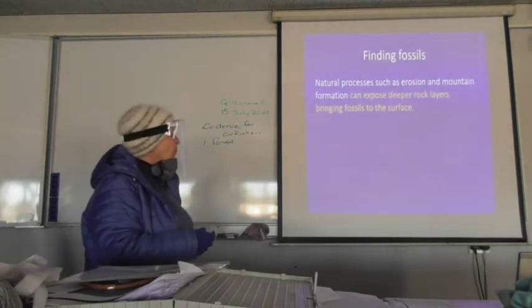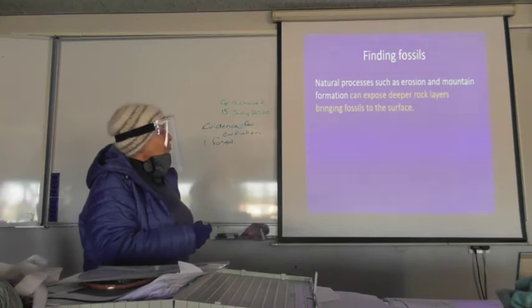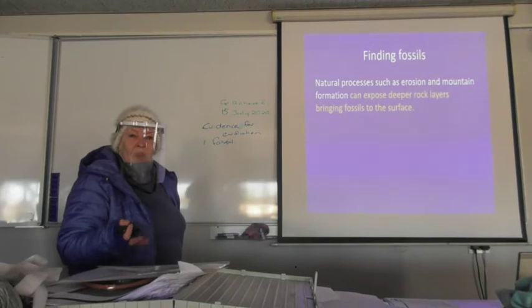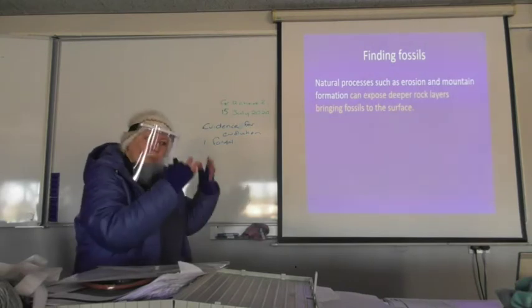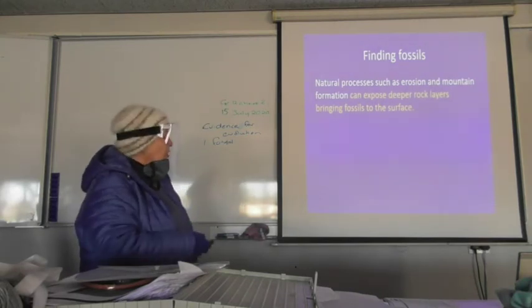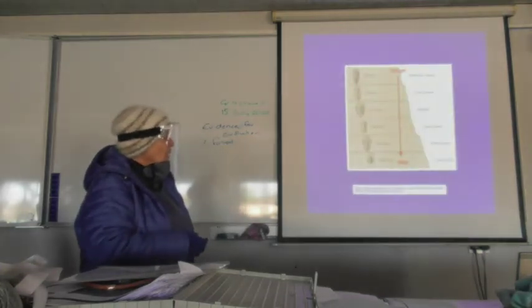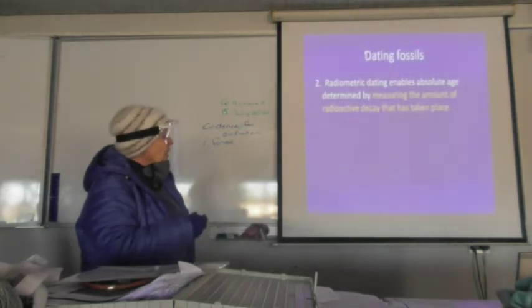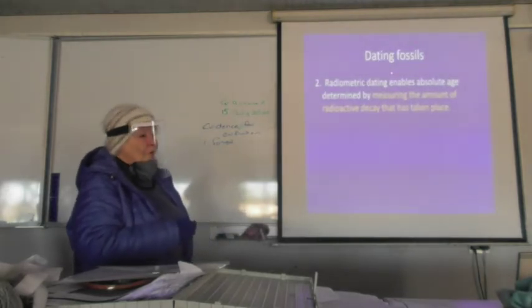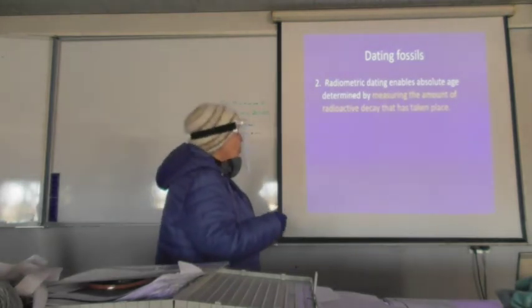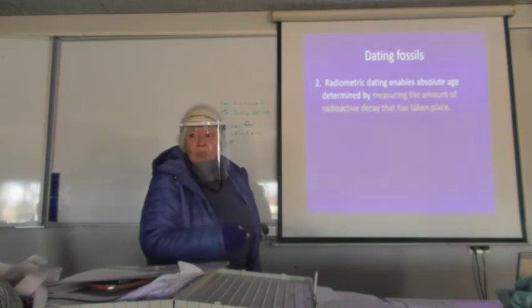Okay. All right. So, finding fossils: natural processes such as erosion or mountain formation can expose deeper rock layers, and therefore some fossils that might be very, very old could be brought up to the surface because of folding of rock strata when mountains are formed. We've spoken about relative dating, we spoke about that last time. And then there's a far more accurate method of dating that is quite commonly used. It's called radiometric dating.